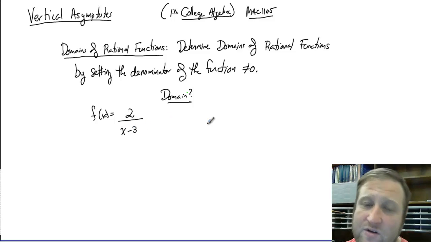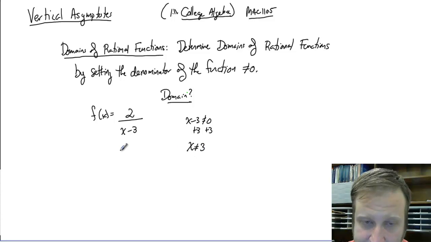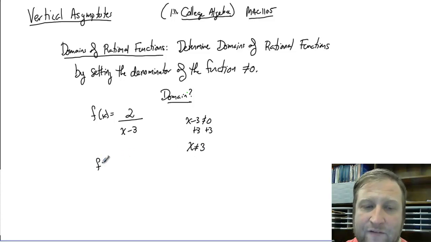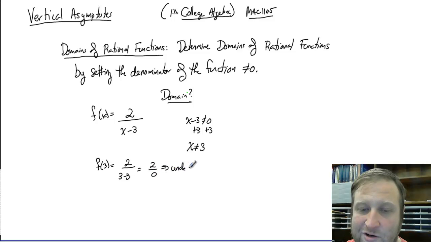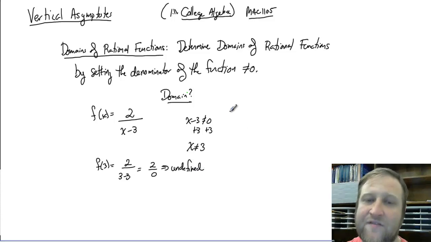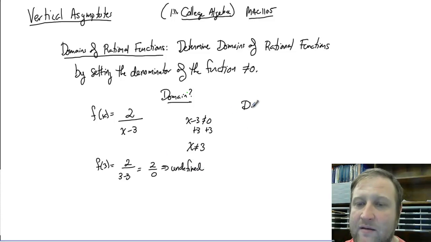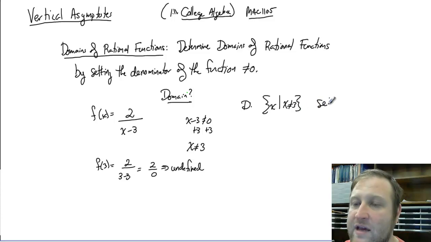So in order for us to do that, we are going to set x minus 3 not equal to 0, adding 3 on both sides, so we're going to get x not equal to 3. And clearly, if we were to plug f of 3 in, we would get 2 all over 3 minus 3. This is 2 all over 0, and that would be where this function is undefined. So the domain would be x such that x cannot equal 3, and this is set notation.